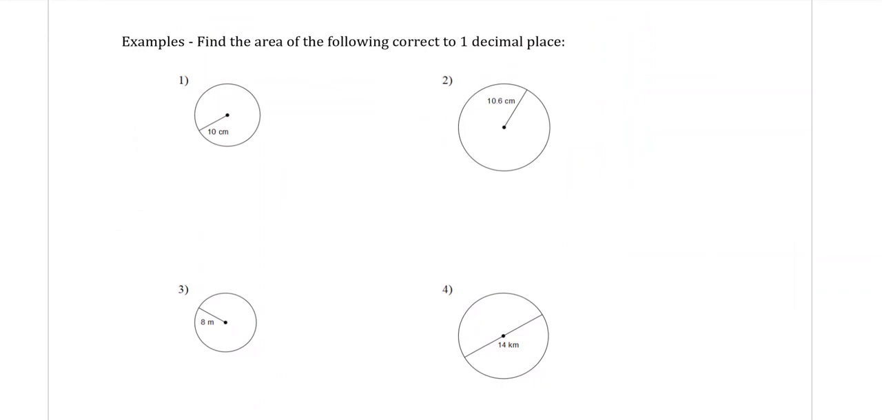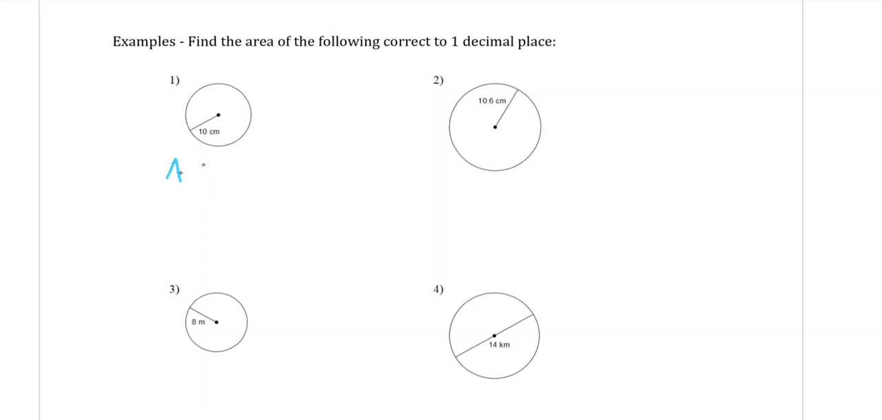Remember, there's always 3 lines of working out. First line is the formula. If it's a whole circle, it's going to be A equals pi r squared. Second line, we sub in. The only thing to sub in is the radius. What is the radius? 10. So it's pi times 10 squared.